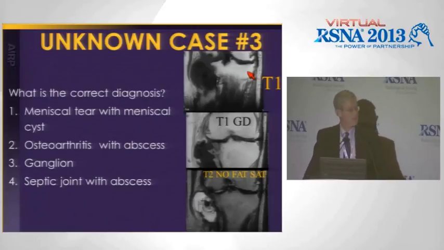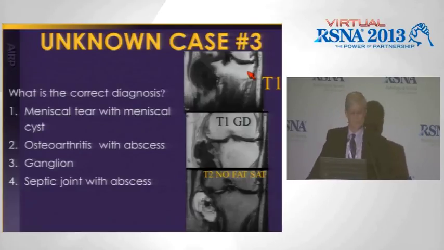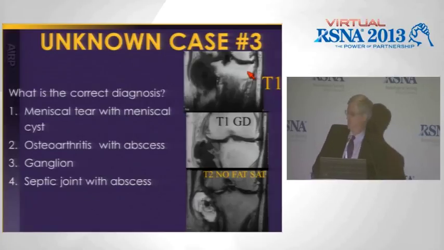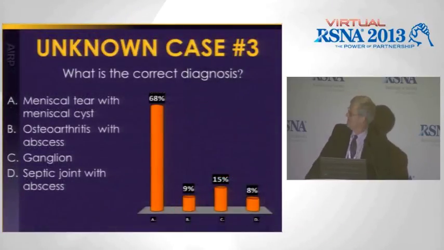So again, what is the correct answer? Meniscal tear with meniscal cyst, osteoarthritis with abscess, ganglion, or septic joint with abscess. Is there a difference in therapy depending on what you answer? Clearly the answer is yes.